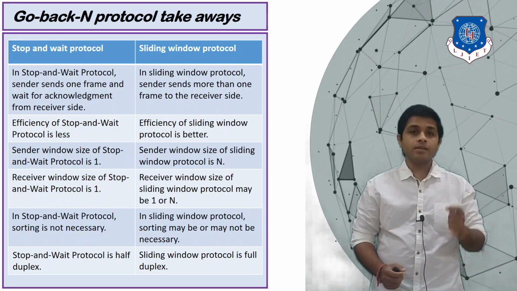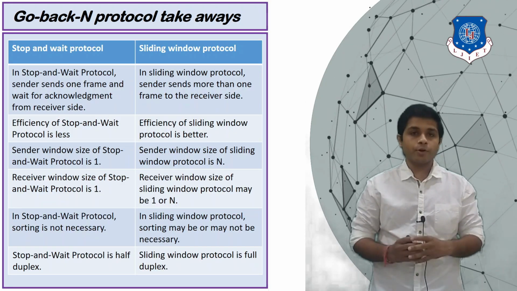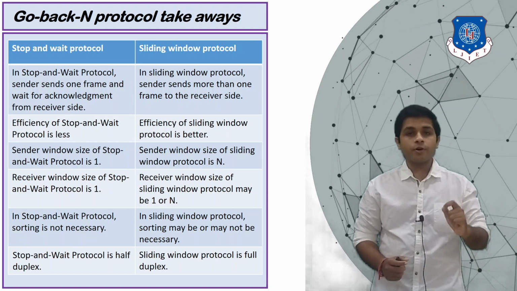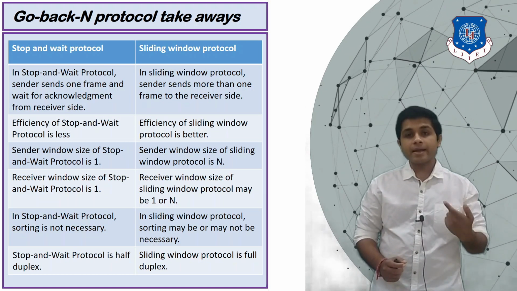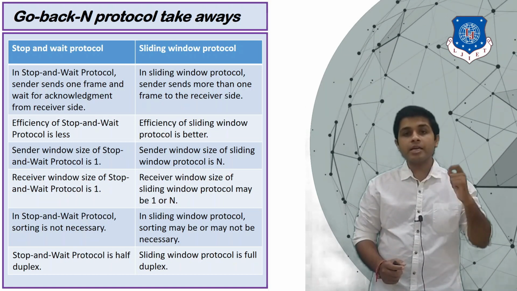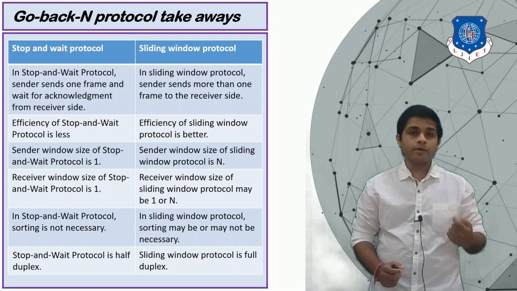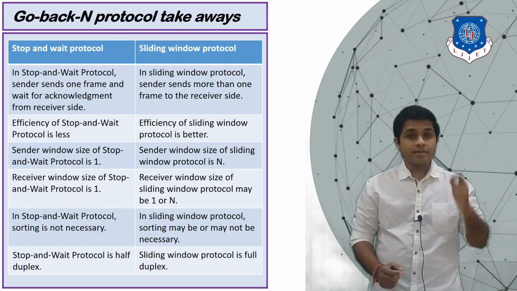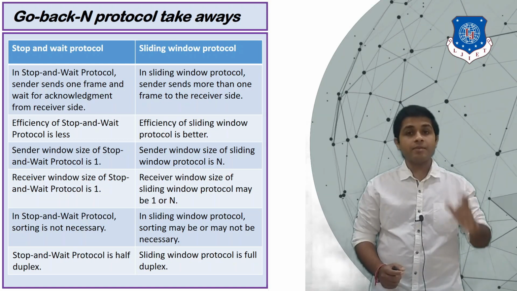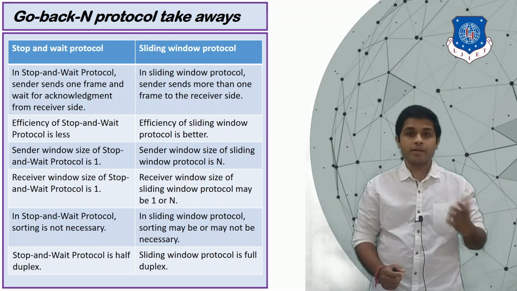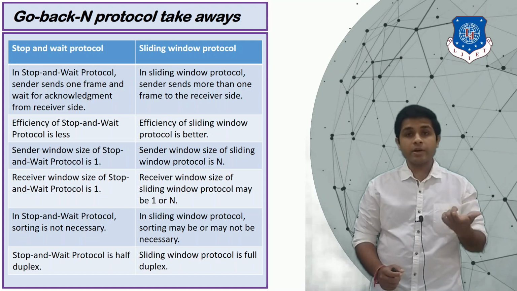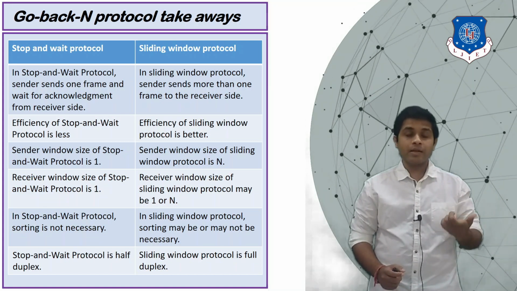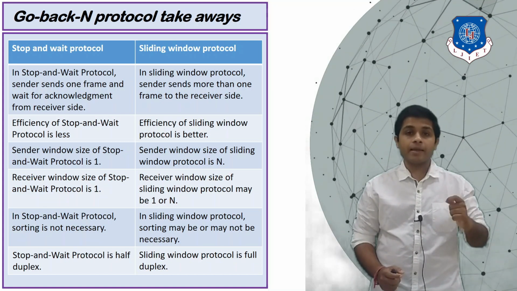Now let's discuss the stop and wait and the sliding window protocol. In the stop and wait protocol, the sender will send every packet, and after sending every packet, it will wait for the acknowledgement from the receiver side. In the sliding window protocol, we are able to send more than one frame at a time. Okay, so that is the advantage of the sliding window protocol, that it introduces pipelining.